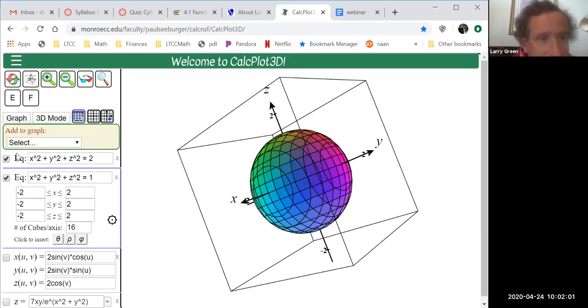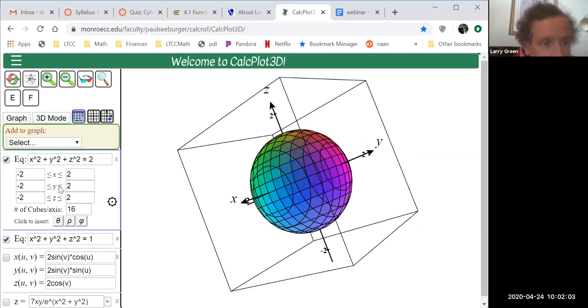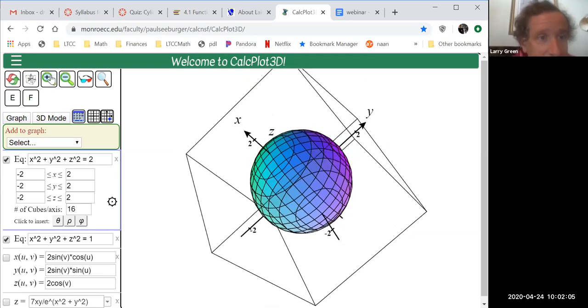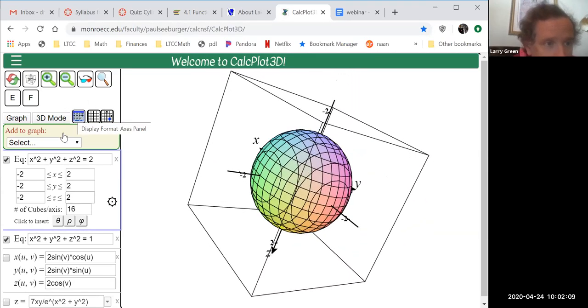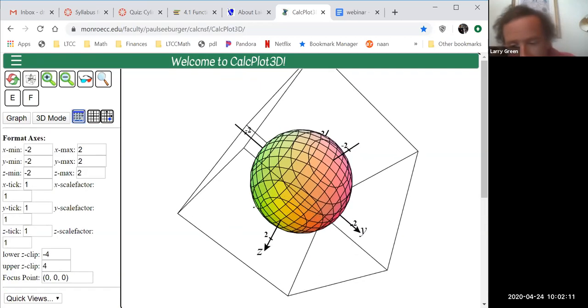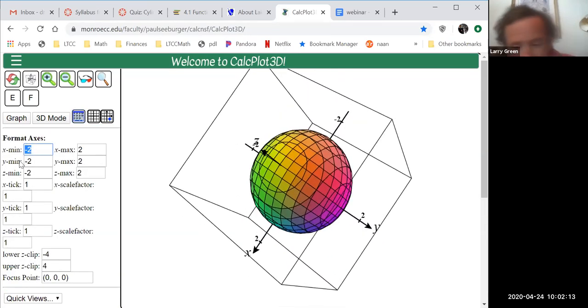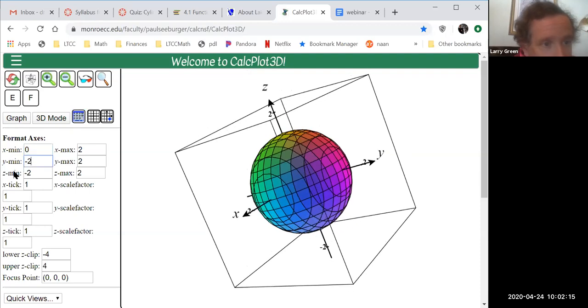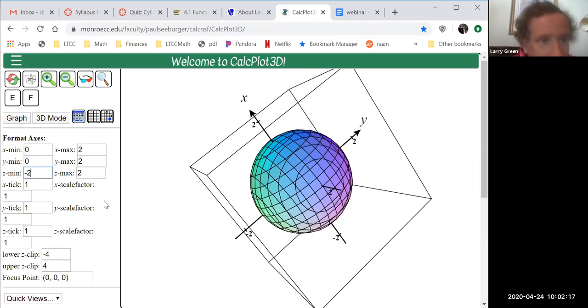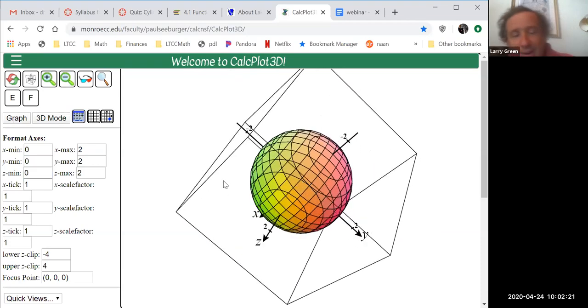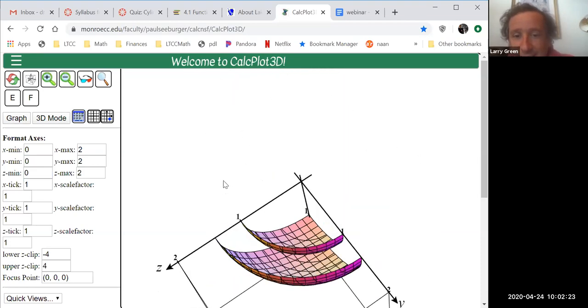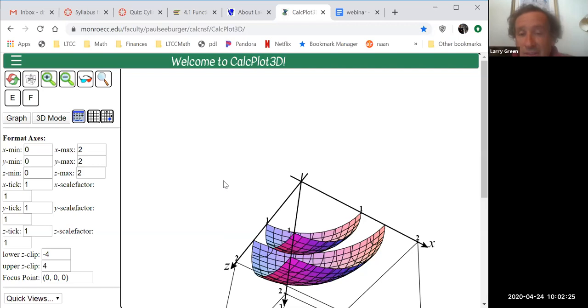Switched it off. It's just not being nice to me right now. Let's see if I can do it with the display format axes panel. Let's try that one. Let's try 0, 0, and 0. See if that works. Much better. Okay, so now I can actually see my level surfaces.